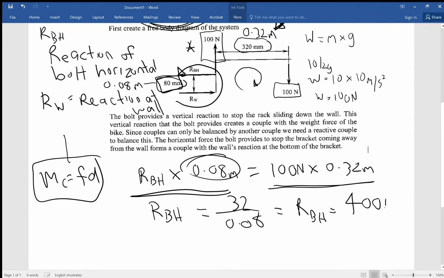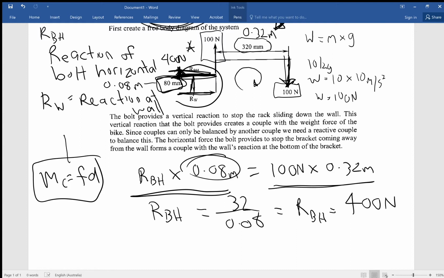400 newtons. So even though we've got 100 newtons pulling down here on the bike bracket, at the wall the bolt is actually having to pull out 400 newtons. Okay, there's 400 newtons pulling this way because it's a shorter distance between the two forces for this couple, the reactive couple. So it has to be bigger to balance it out. Okay, so you're not at your answer yet, because for this question they're asking for the reaction in the bolt.